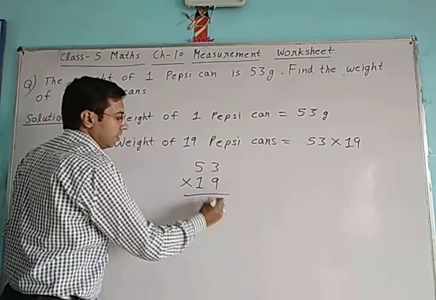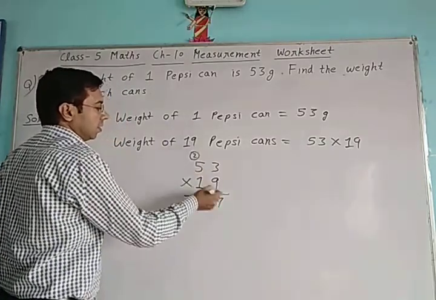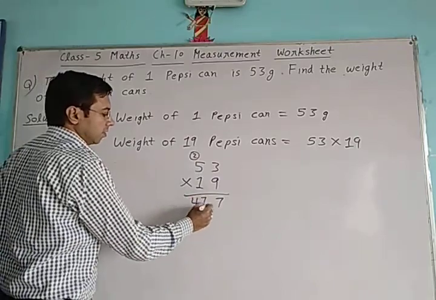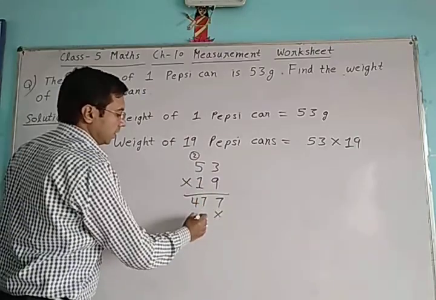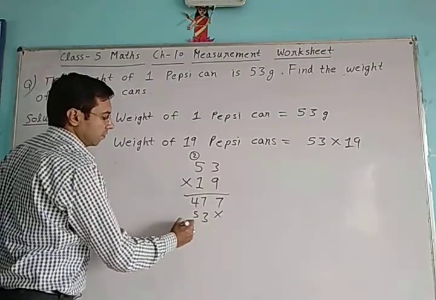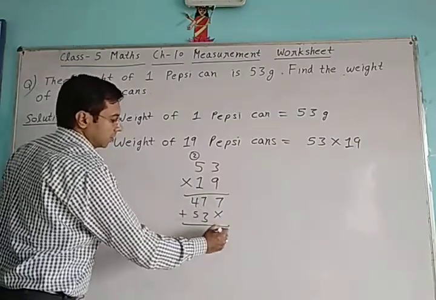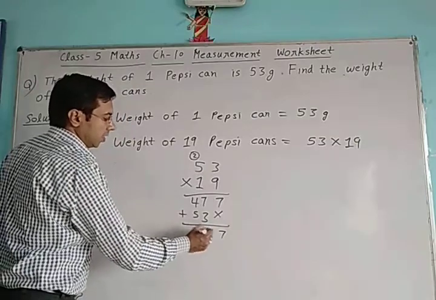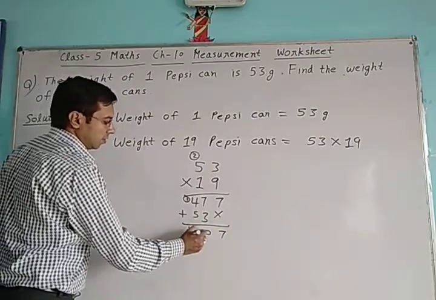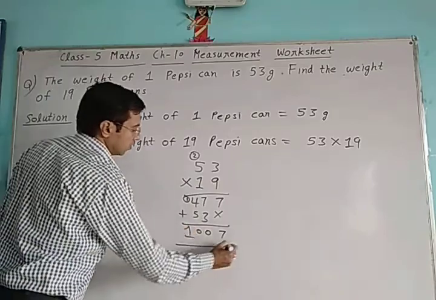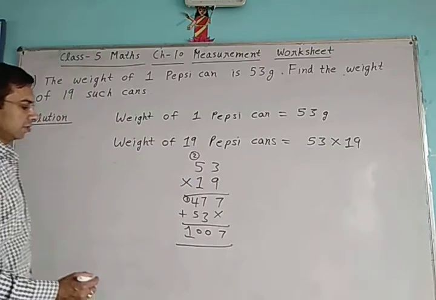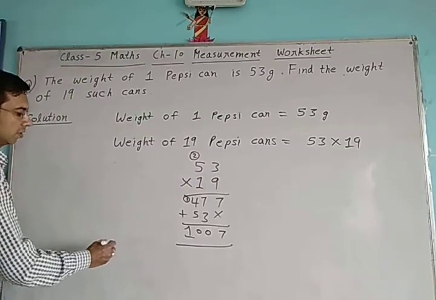9 3 27, 9 5 45, 45 to 47. Now 53, 1 into 3, 3, 1 into 5, 5, 7, 7 3 10, 1 carry, 4 5 9, 1 10. So weight of 19 Pepsi cans is equal to 1007 gram.